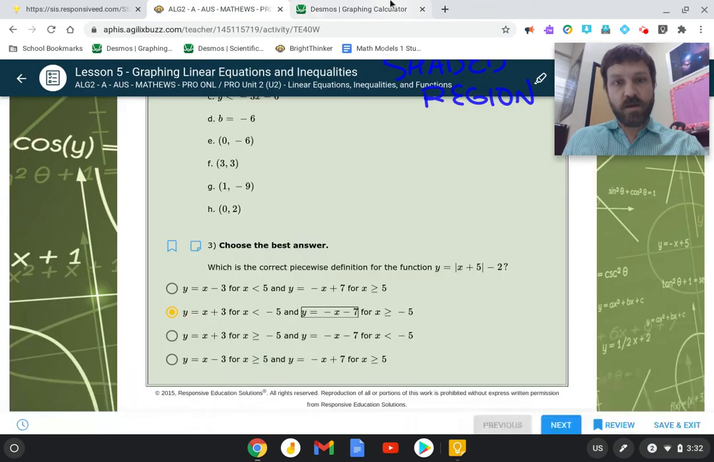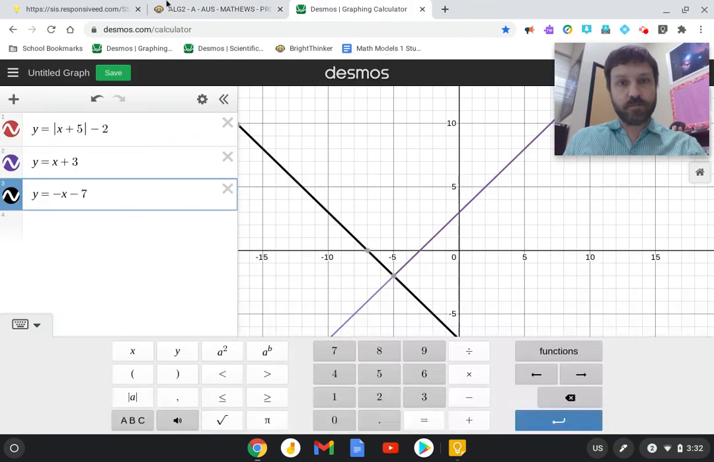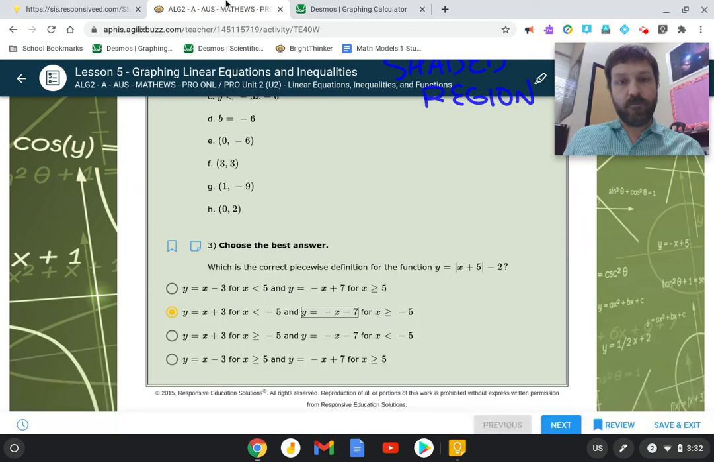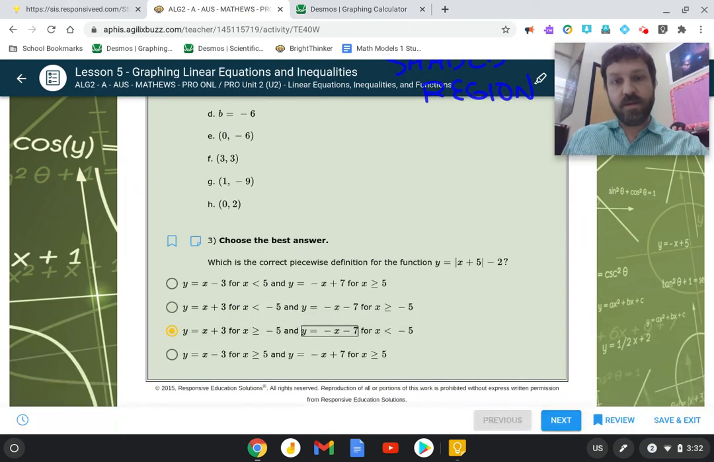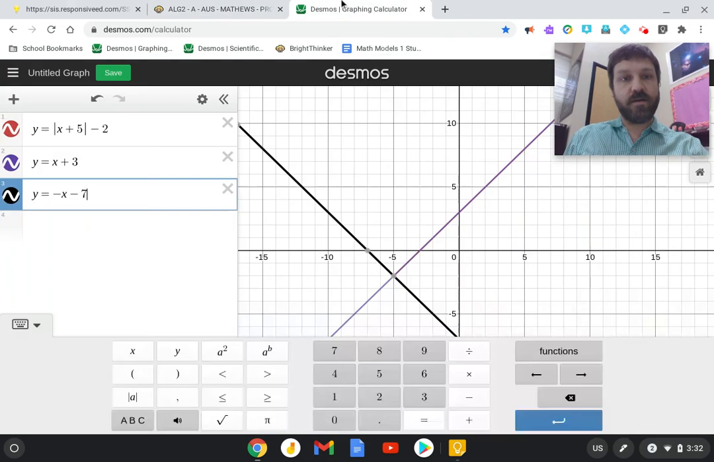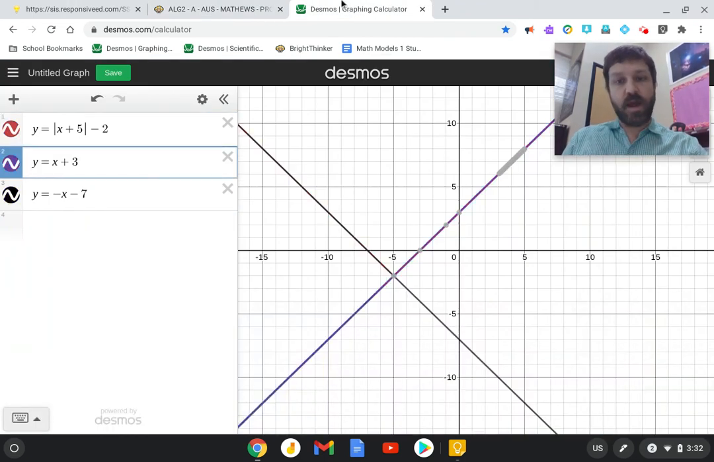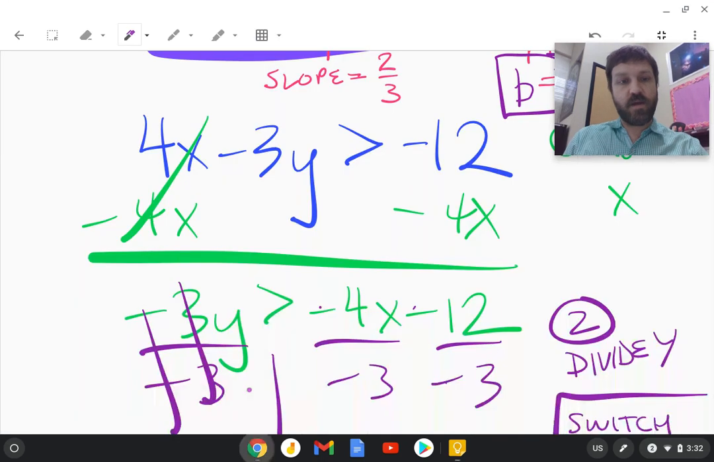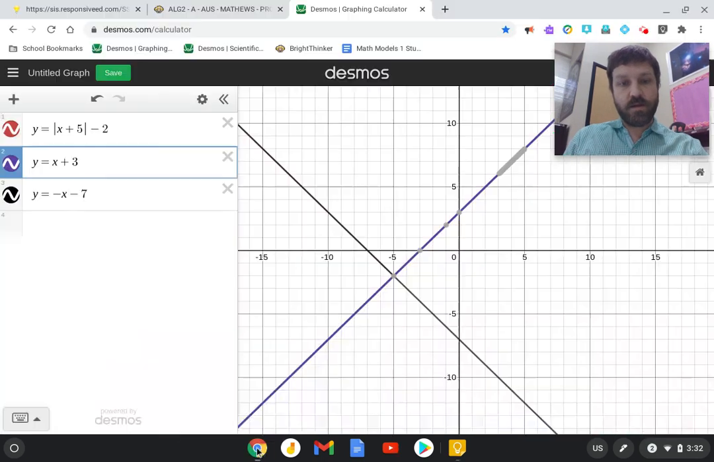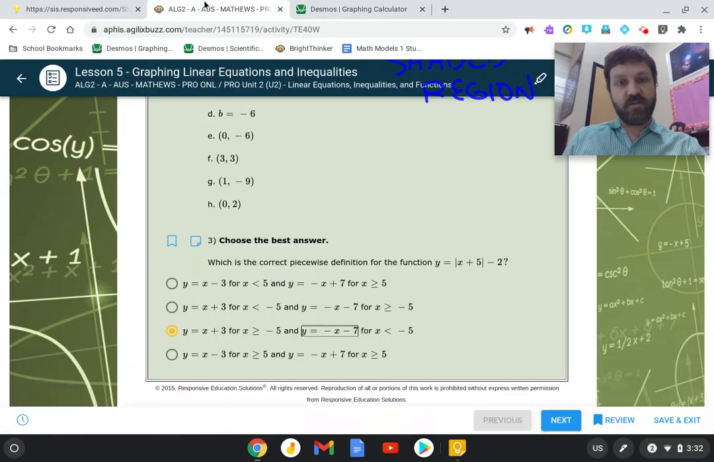So like on that one, x plus 3. And on the second one, negative x minus 7. They match. The black graph is on the lower part, so that would be less than. That's the negative x plus 7. And the greater than section of the graph is the x plus 3 section of the graph, so the purple graph. And so then I know that I'm going to put answer choice C as my answer for that one.